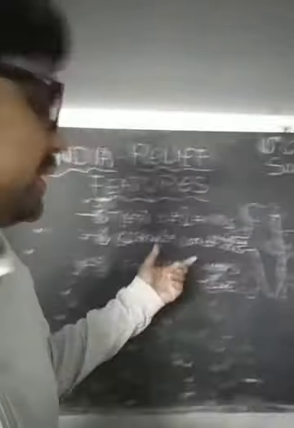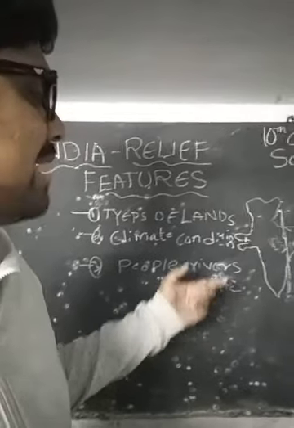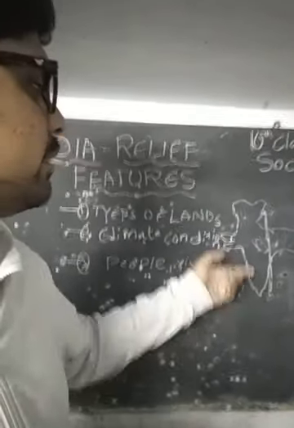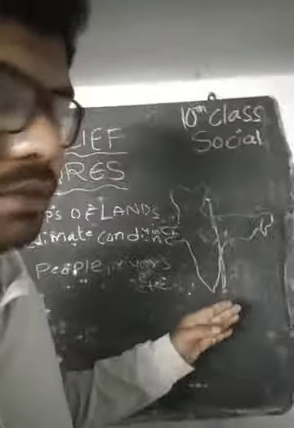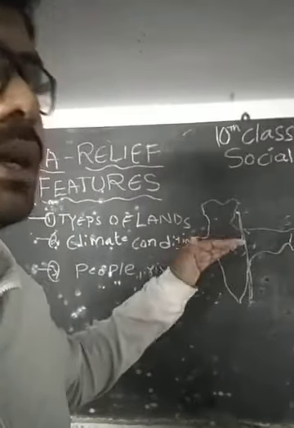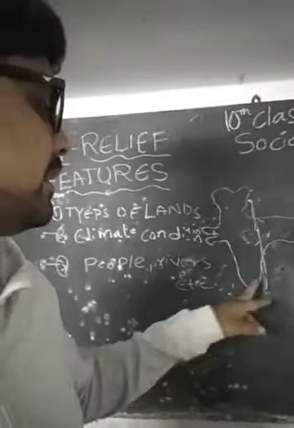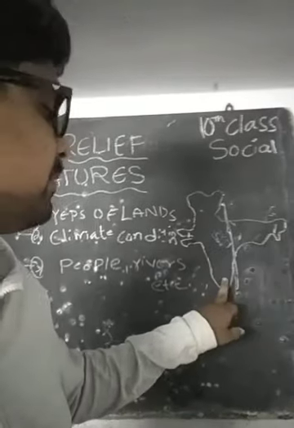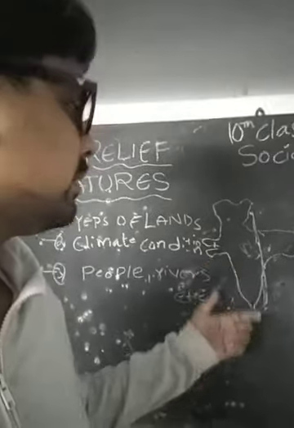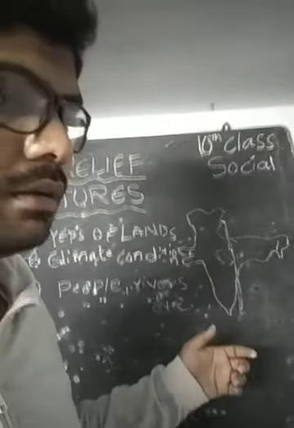And coming to climate conditions, there are very vast and different weather conditions in India. From north to south, in northern parts we can see very cold areas. In southern part we can see very hot conditions. The reason why, we can discuss in coming classes.